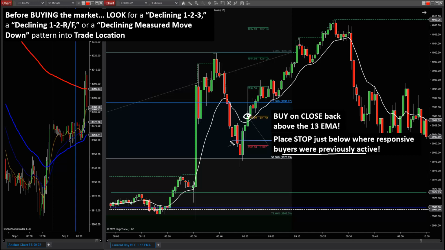So, yeah, test it. But notice when you buy it in here, okay, place your stop just below where responsive buyers were previously active. You got buyers stepping in here, right? Comes up, pulls back. You got buyers stepping in again here and here. What does that look like? It's an inverted head and shoulders pattern. If you were looking at a 30-second chart or a 15-second chart, that'd be an inverted head and shoulders pattern.